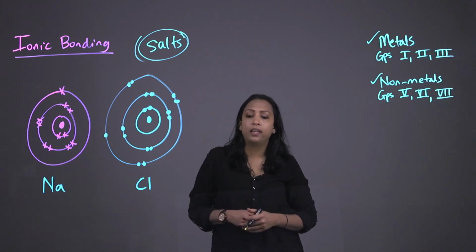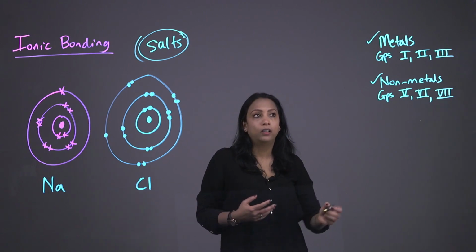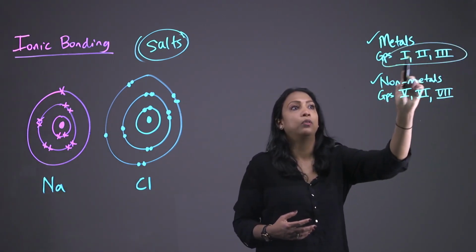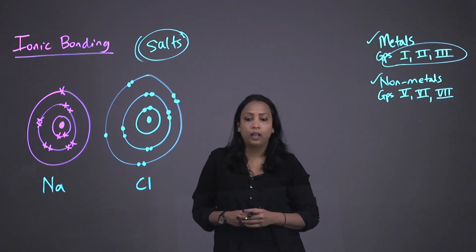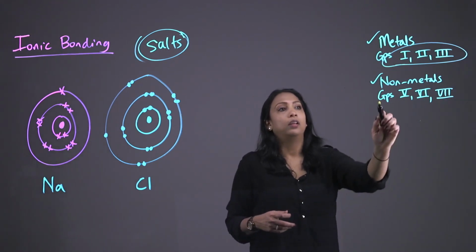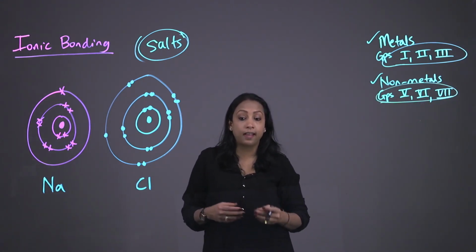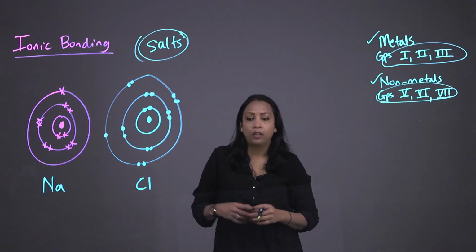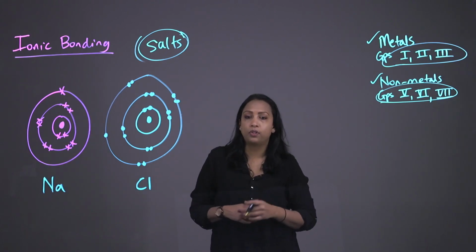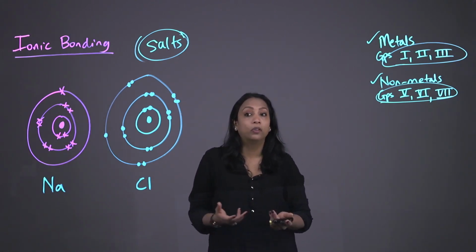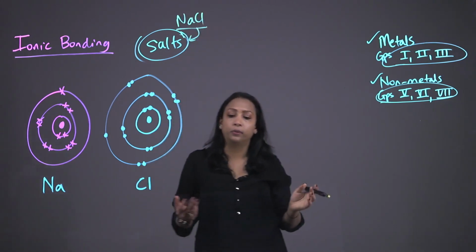Now, ionic bonding is typically described as the bond that occurs between a metal, which, as we know, occurs in groups 1, 2, and 3 of the periodic table, and a non-metal, which are the elements that occur in groups 5, 6, and 7 of the periodic table. The most common ionic substance normally used to discuss ionic bonding is sodium chloride. Sodium chloride, or NaCl, is a salt, as we all know.